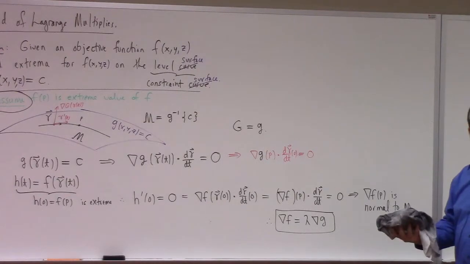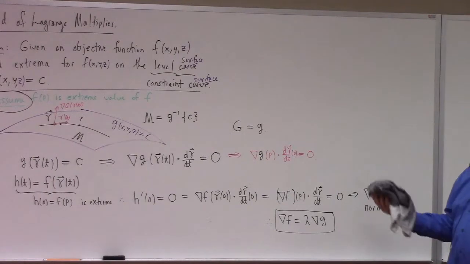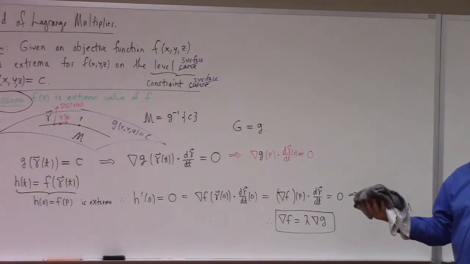In your box answer down there, what's the symbol just to the right? It's a constant. It's called the Lagrange multiplier. It's lambda.